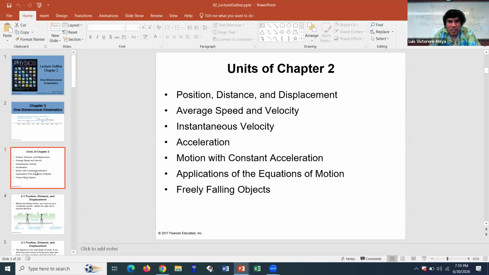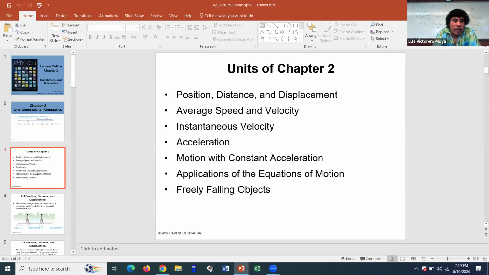Then we define acceleration, motion, and we're going to assume constant acceleration because we are going to be heading towards the main application, which is falling objects. And what's the acceleration of a falling object? Gravity. Okay? So that's the main idea. Those are the main ideas. There's more, of course, in between in chapter 2.